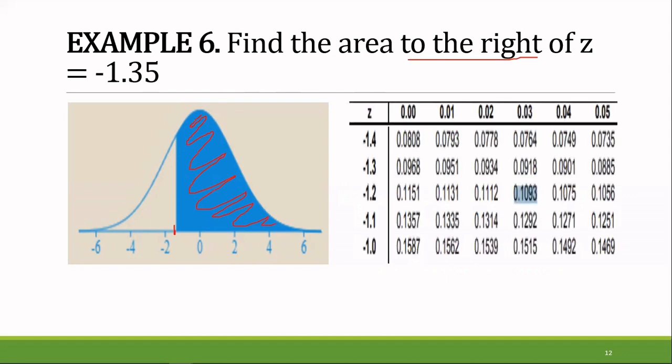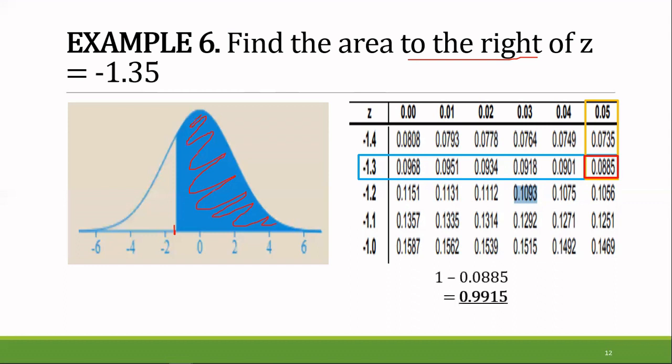Okay. So we're going to use again the Z table. So we're going to look for negative 1.3 first. Ayun siya. Then we're looking for 0.05. Ayun. And then the intersection will give us the value of 0.0885. Again, there's a condition na kailangan sundin for note number 2. So we're gonna subtract 1 minus 0.0885. That will give us 0.9915. And then we can conclude that the area to the right of Z is equal to negative 1.35 is 0.9915.